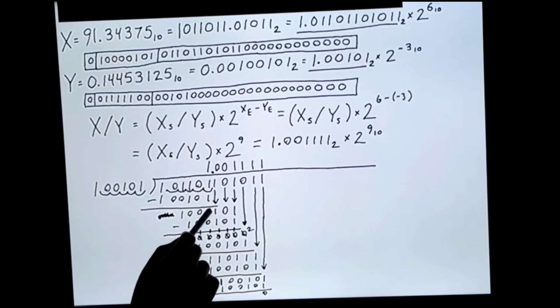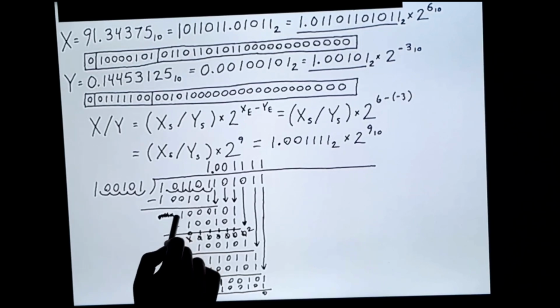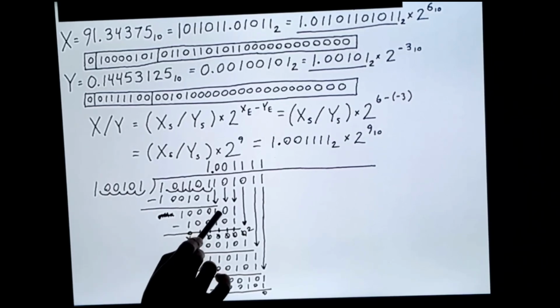So 1, 2, 3, 4, 5, 6. Now I have 6 bits. Here also I have 6 bits. Now you check this: 1 0 0 1 0 1, and here I have 1 0 0 0 1 0. Is it possible to divide? Still, though I have 6 bits here also, this is smaller than this.